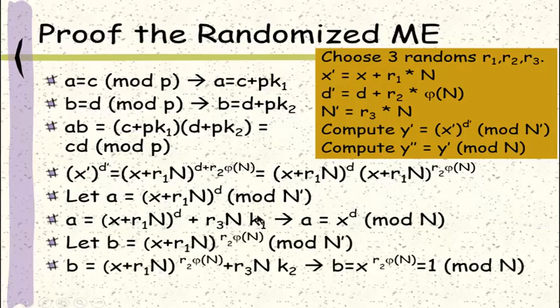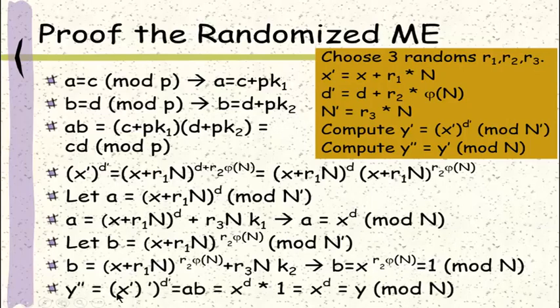For the second term, let's call it b, which is x plus r1 times n raised to the power r2 times phi of n mod n prime. And so b can be written as this plus n prime, which is r3 times n, times k2. And if we do a mod n operation, this term disappears, and because we do mod n, the only thing left is x to the power r2 times phi of n. So now because of Euler's theorem, we know x to the power phi of n mod n equals 1.